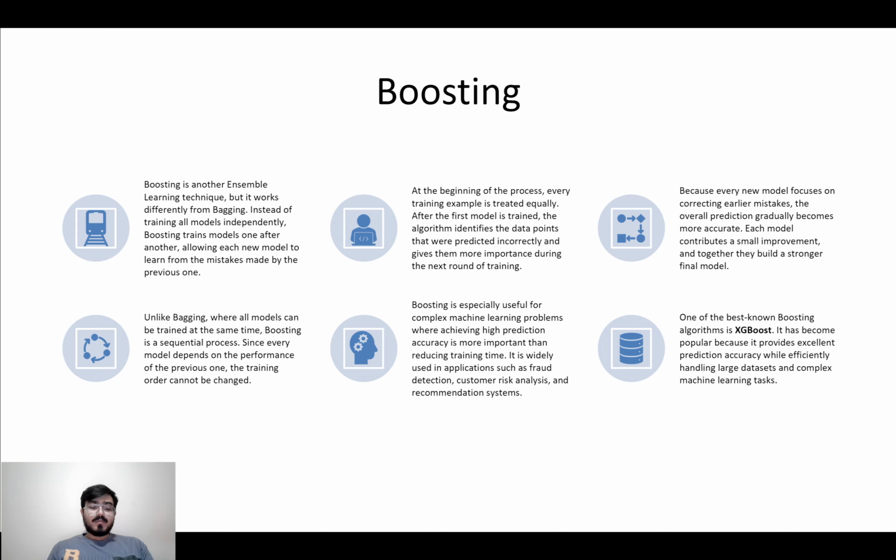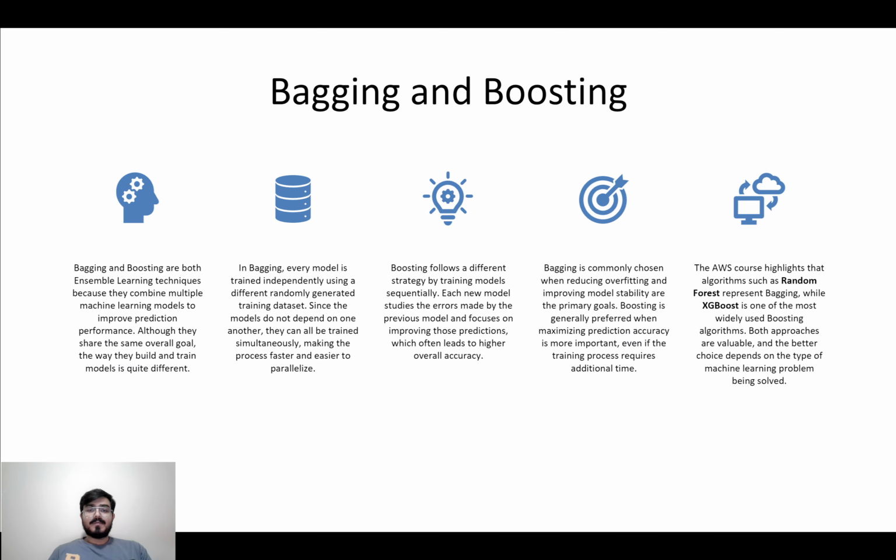Since every model depends on the previous one, boosting cannot train all models at the same time like bagging. The training must happen in sequence, so it usually takes more time. It often produces higher prediction accuracy, especially for complex machine learning problems. Boosting is commonly used in applications such as fraud detection, customer risk analysis, and recommendation systems, where making accurate predictions is extremely important. One of the most popular boosting algorithms is XGBoost. It is widely used because it delivers excellent prediction accuracy while handling large datasets efficiently.